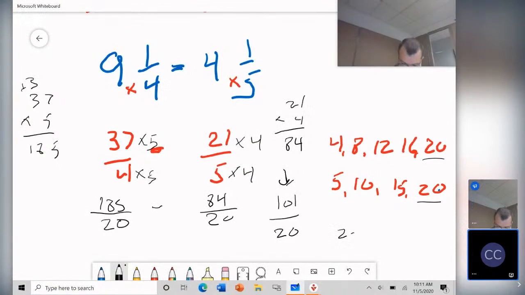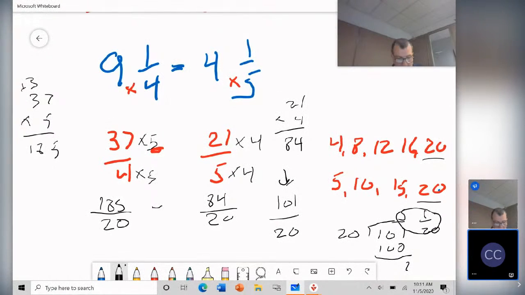We're going to divide the 20 into the 101, and that's going to go 5 times. That's going to give us 100. And there's going to be 1 left over, so the 1 is going to go over this 20, so it's going to be 5 and 1/20th.